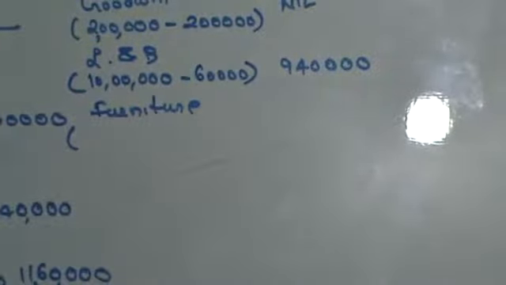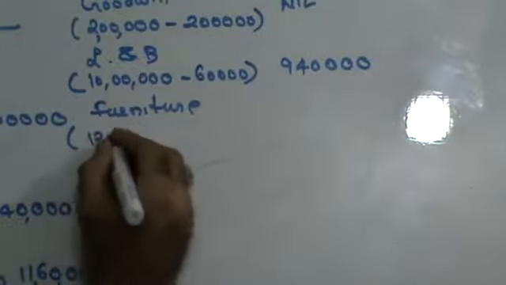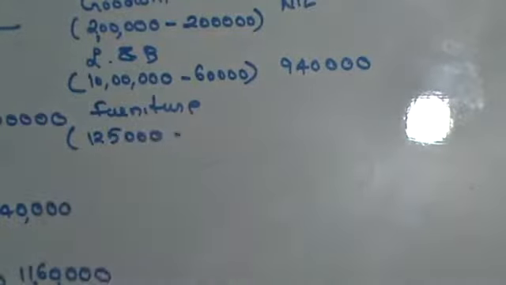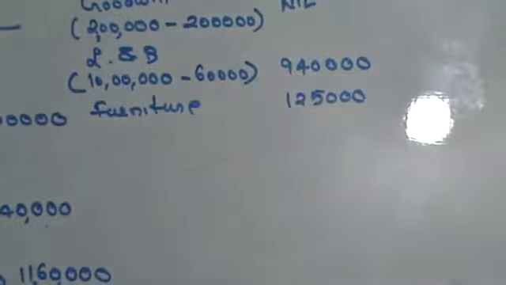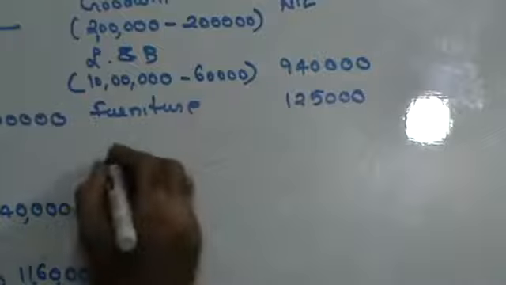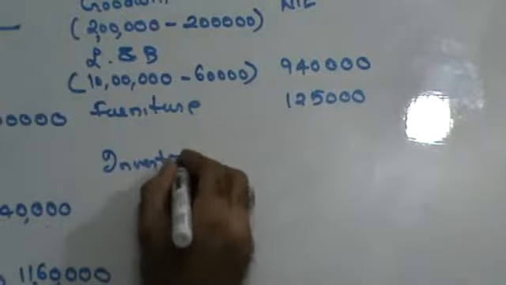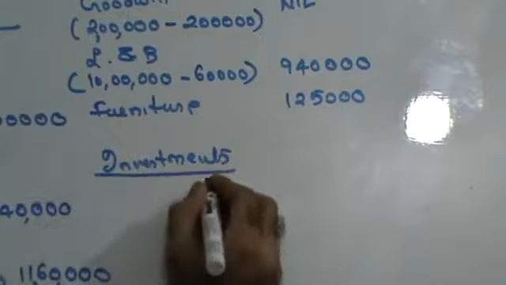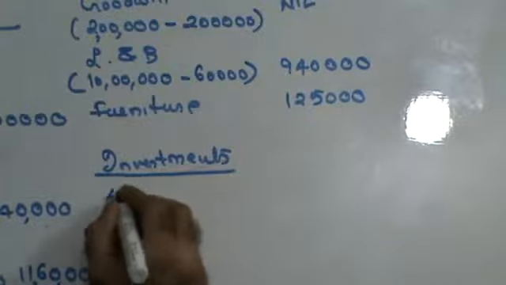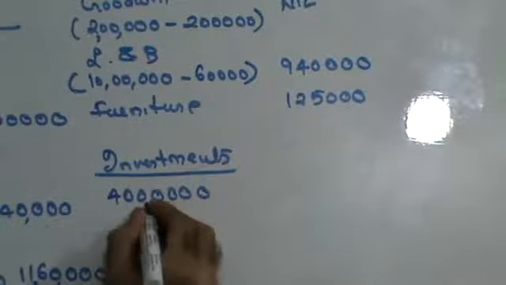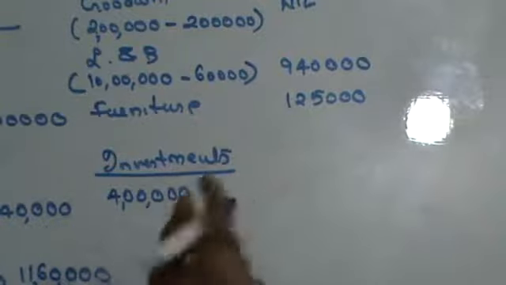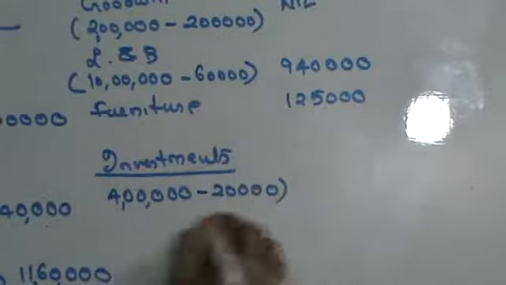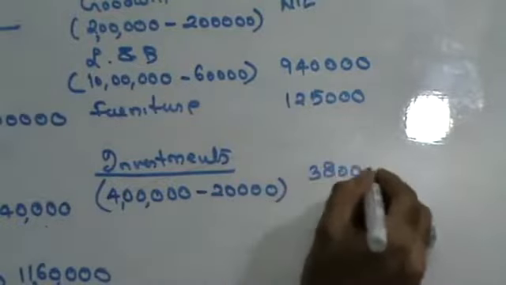Furniture as per balance sheet is 1,25,000. I don't think you have a furniture entry. No. So you can straight away write that outside as 1,25,000. Next, investments. Investments were 4 lakhs. As per the balance sheet, you have investments on the credit side 20,000. So minus 20,000. So this will come to 3,80,000.